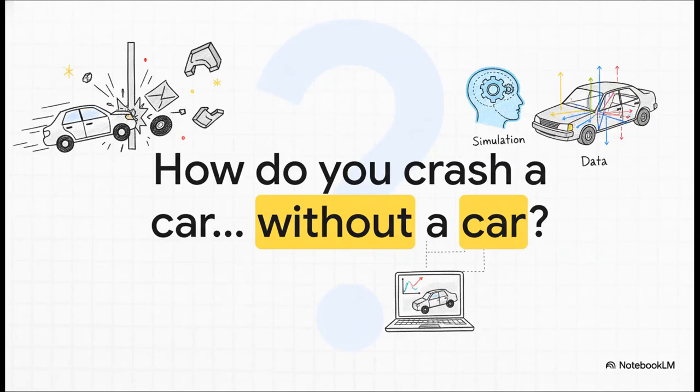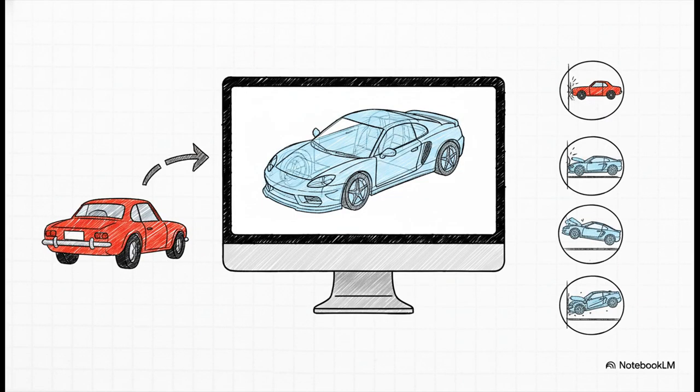It kind of sounds like a riddle, right? Car manufacturers, they have to make sure their cars are safe, and that means crashing them. But think about it. Building and then destroying dozens and dozens of prototypes, that's incredibly expensive, and it's super slow. So how do they do it efficiently? The answer, as you might have guessed, is in the digital world.